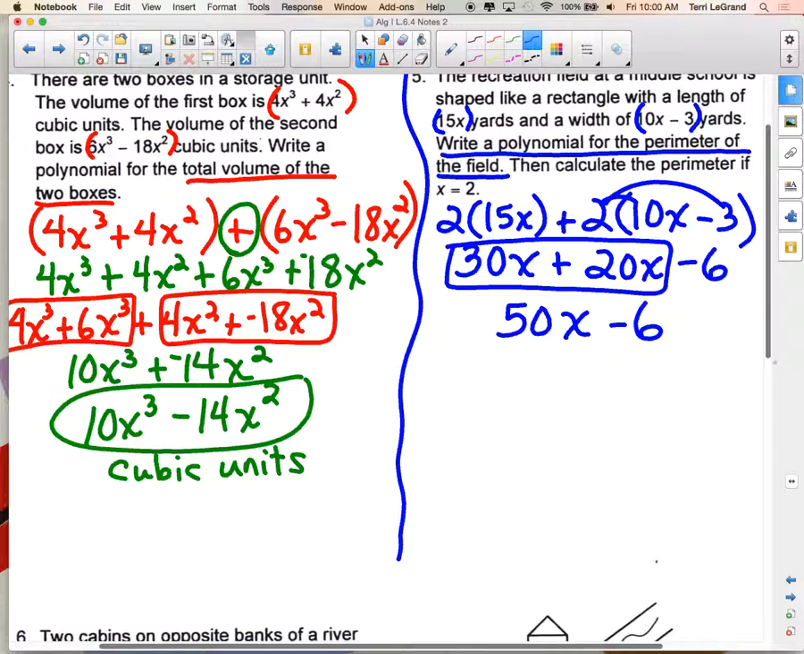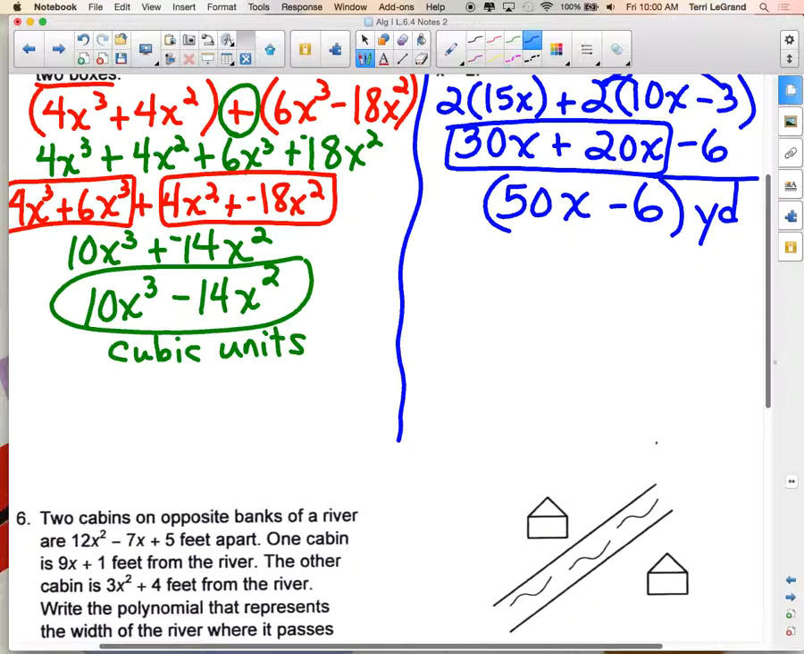So this is our perimeter, so let's put it in parentheses. I don't like that they didn't put parentheses up there, because sometimes we could think that just the 3 would be the yards in this 10x minus 3, but it's really the whole polynomial. So we're going to say yards, because when you add yards to yards to yards to yards, you get yards. Okay, no multiplying going on there, right? Okay, so here's our first answer.